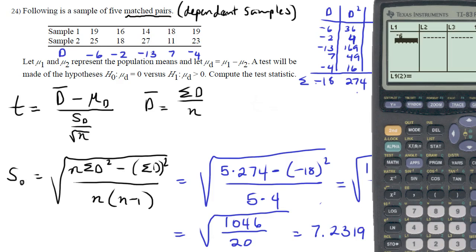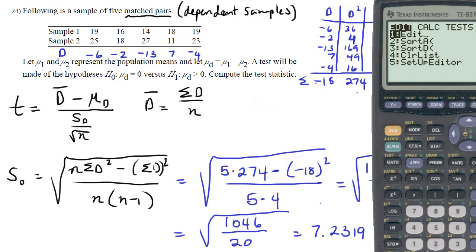So let's enter the differences: -6, -2, -13, 7, -4. Those are my differences, right? So now I go to stat. I'm going to calculate one variable statistics. The sample mean of those differences, d bar, is -3.6.